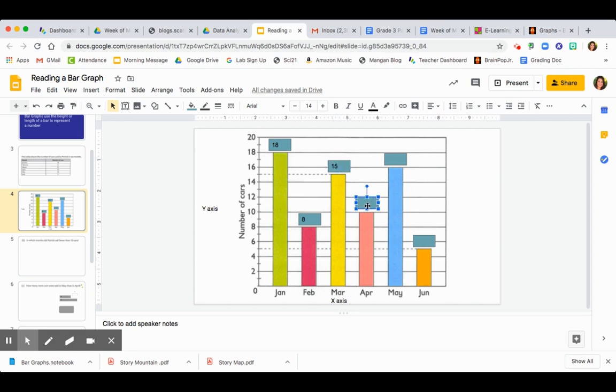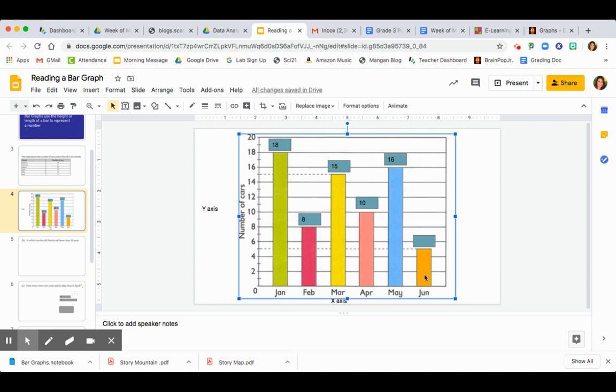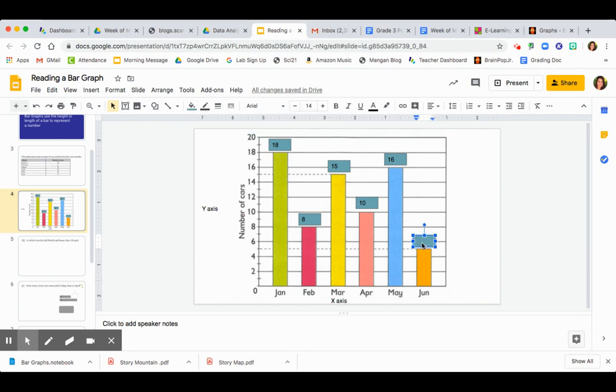Let's look at April. 2, 4, 6, 8, 10. Right on a line. 10. May. 2, 4, 6, 8, 10, 12, 14, 16. Let me double check myself. Go all the way to the left. Yep, 16. And let's do June. 2, 4. Oops, it's right in the middle. It's not quite 6 and it's over 4. So I'm going to say 5.